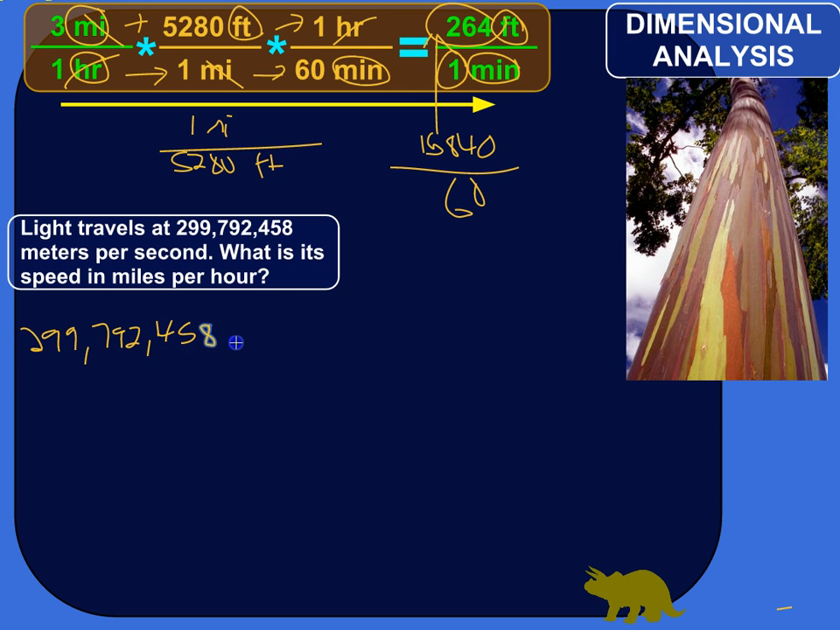So let's write it. Make sure you write the meters per second. Seconds are on the bottom, per second, so it's just 1 second. So in 1 second, light travels 299,792,458 meters.